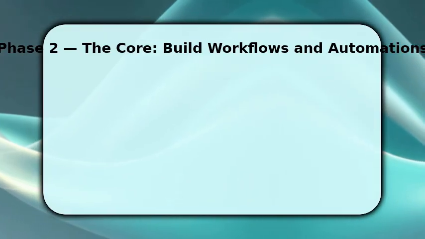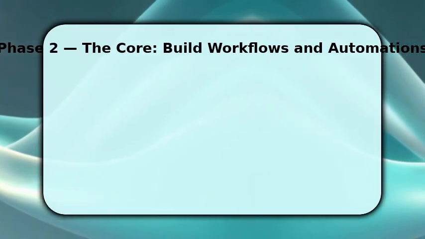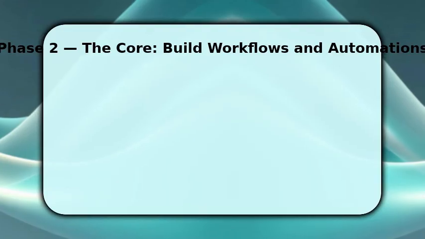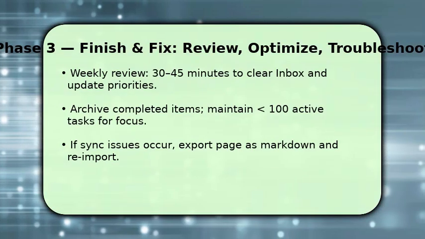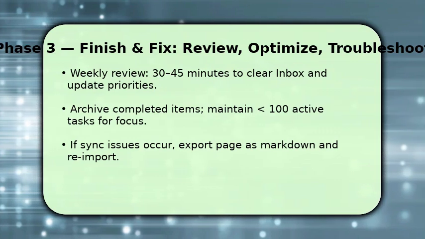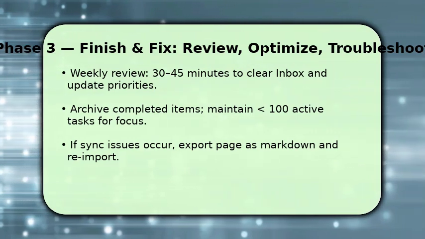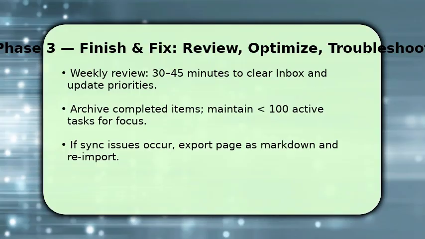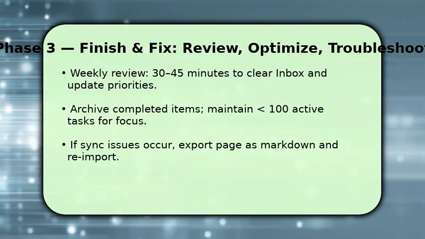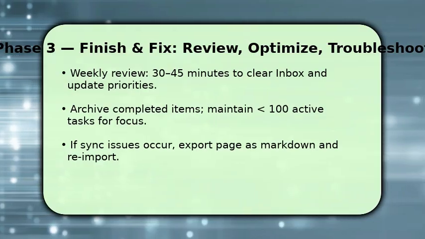Once these are in place, migrate a week of tasks to test throughput. You finish by adding a weekly review habit. Spend 30 to 45 minutes clearing the inbox, reassigning priorities, and scheduling tasks into your calendar. Archive completed items and aim to keep fewer than 100 active tasks so your views stay fast and focused.